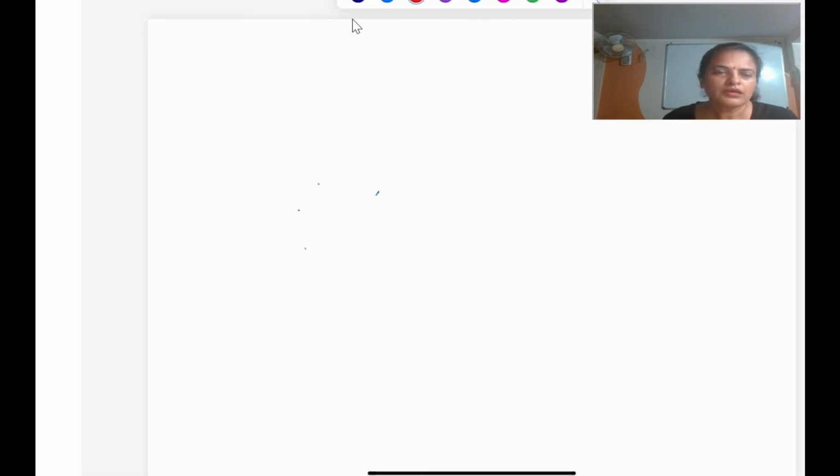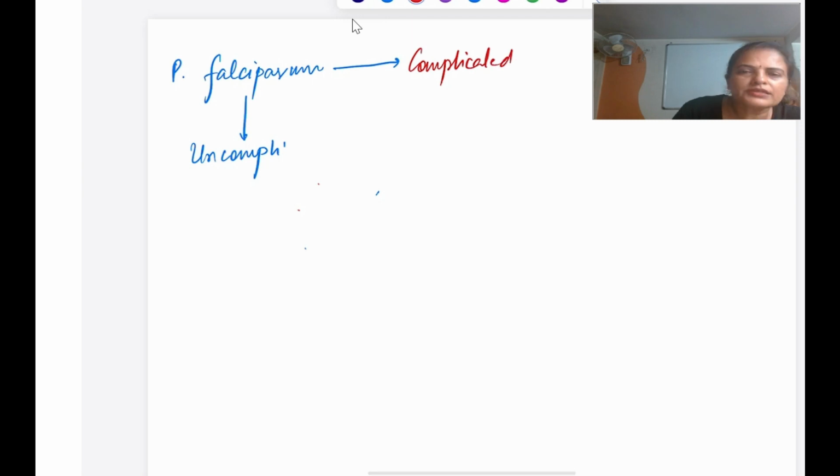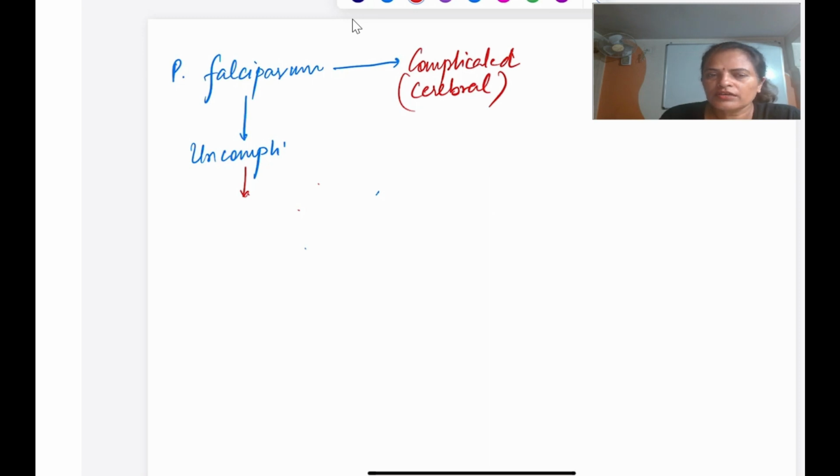Now for Plasmodium falciparum, what are we going to do according to the National Vector-Borne Disease Control Program? This is further divided into uncomplicated and complicated, or we can say cerebral malaria, severe malaria. With uncomplicated, in our country, irrespective of the chloroquine status, we are going to put the patient on artemisinin combination therapy.